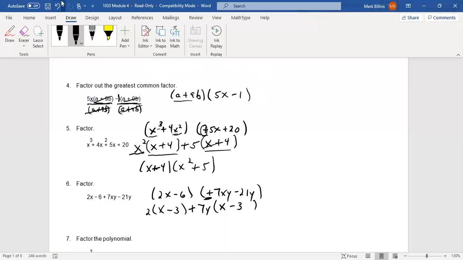And again, very important, they both have x minus 3 left inside parentheses. That's how you know you're all right. So now our last step is to remove our greatest common factor, which is x minus 3. When we divide that out of each term, we're always going to be left with what's on the outside of the parentheses. So in this case, 2 plus 7y.